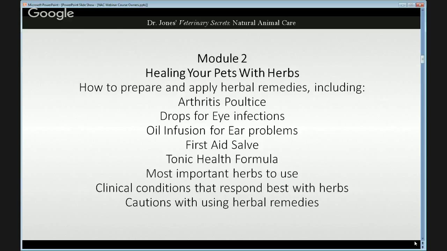Of all the different modalities that I use, I feel many clients are more comfortable with the herbs. They're more of a direct correlation with some of the conventional medications, and many of the conventional veterinary treatments arise from some plant origin themselves.